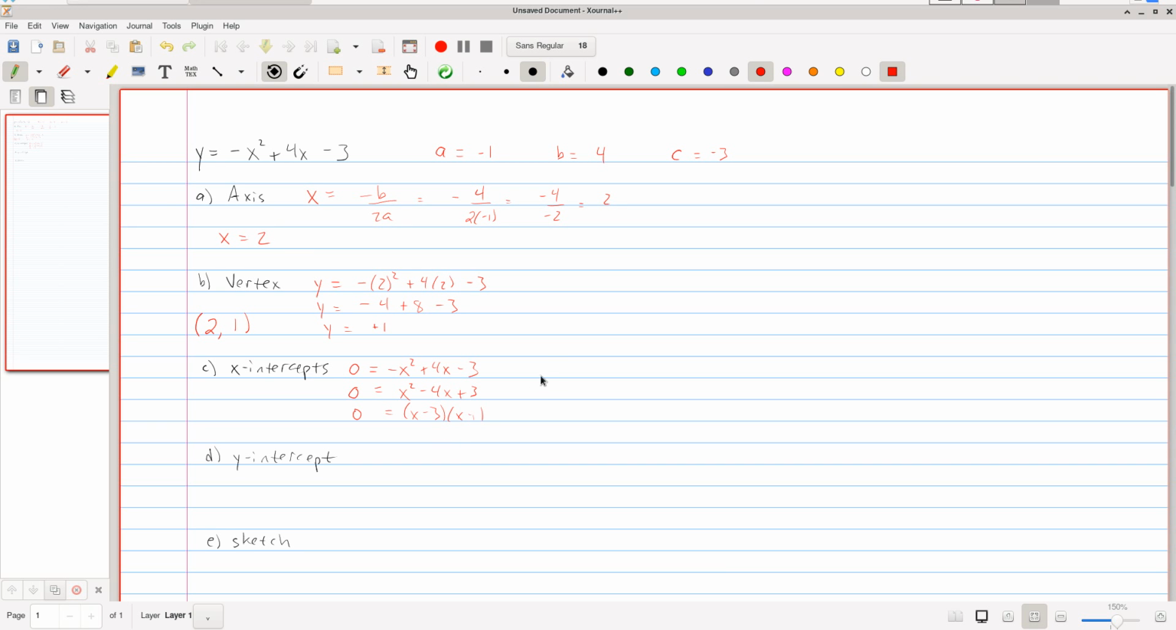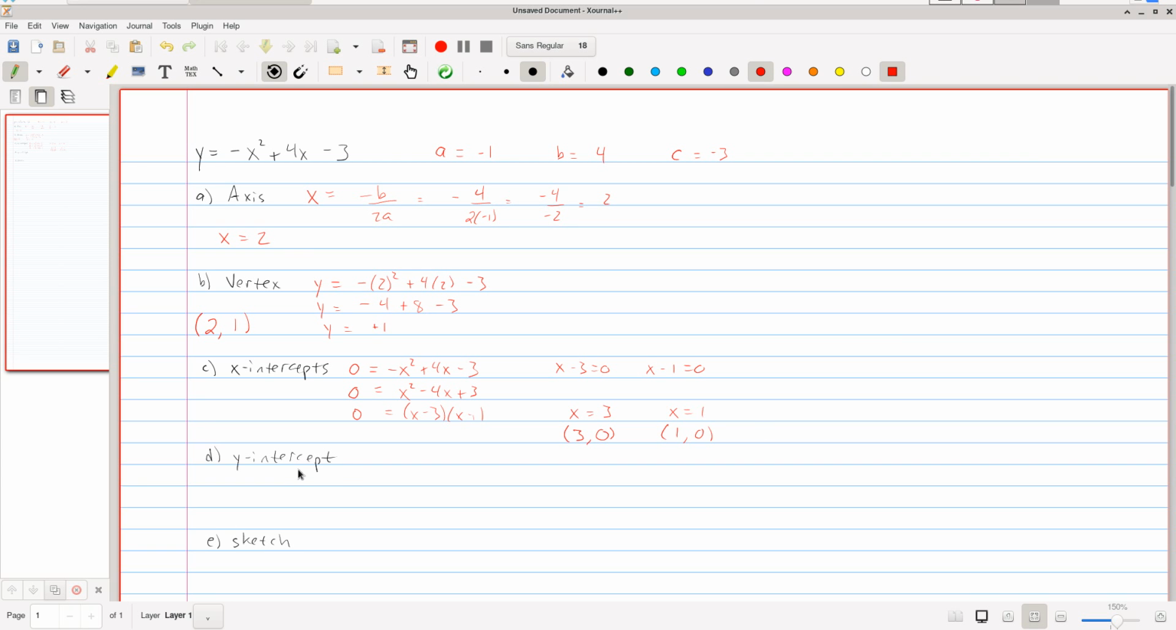And if we set each of these equal to 0, we get x minus 3 equals 0, x minus 1 equals 0. Adding 3 to both sides of the equation, we've got x equals 3. So this gives us our first intercept, which is x equals 3, and y was 0. That's what we'd set y to in the first place. For the second intercept, we add 1 to both sides, and we get x equals 1. So our x-intercept is 1, 0.